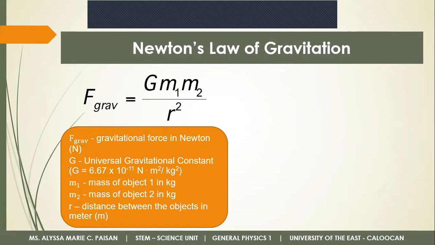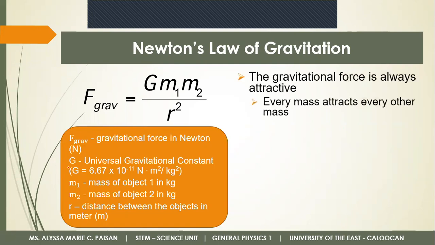And then the m1 will be the mass of object 1 expressed in kilograms always, and then the m sub 2 is the mass of object 2 in kilograms. Remember, when we say object, it is synonymous to particle. So when the problem involves particles, pwede yung maging mass of the particle, no? We are not limited to macroscopic objects. This is also applicable to microscopic objects as long as they have masses. And then the r is the distance between the objects, and again, it is expressed in meters. The gravitational force is always attractive.